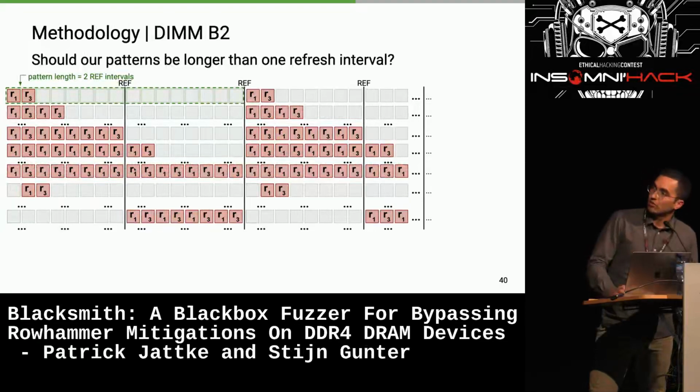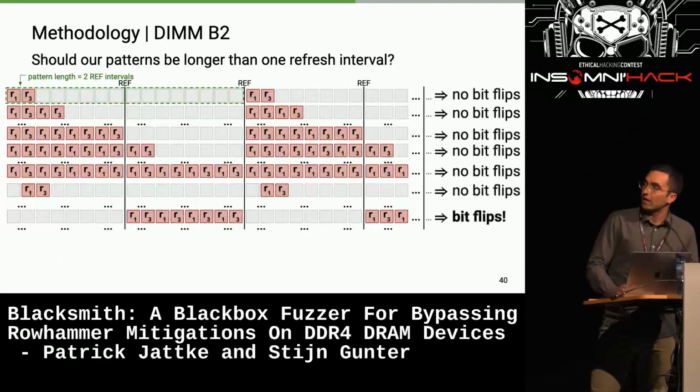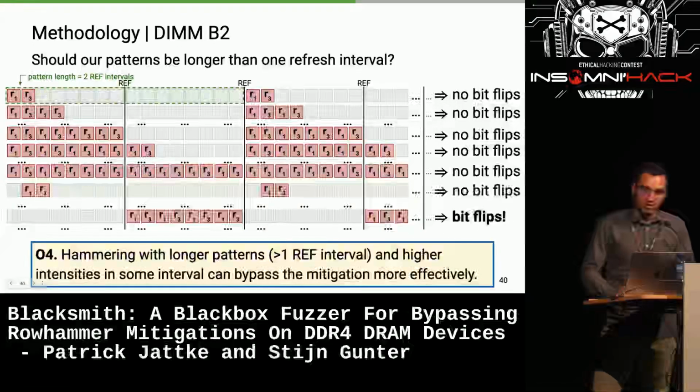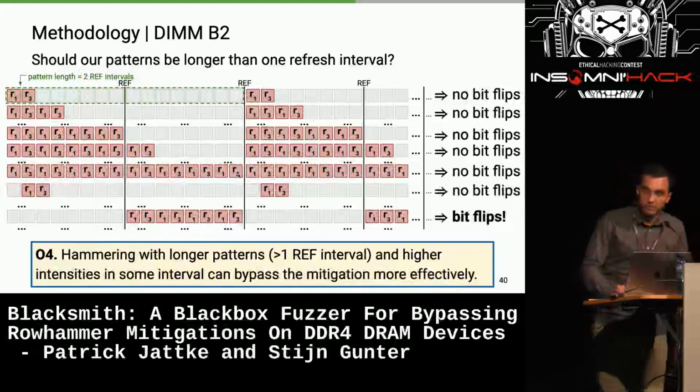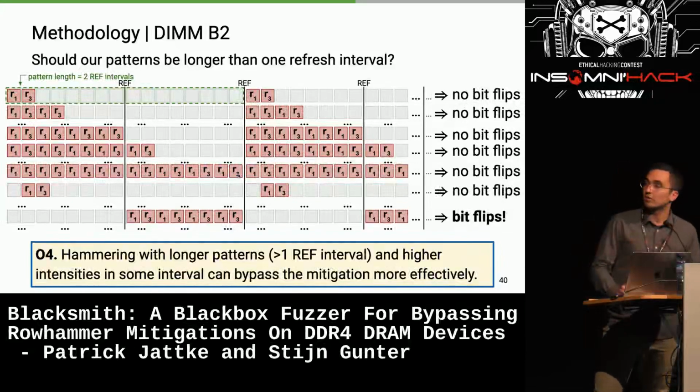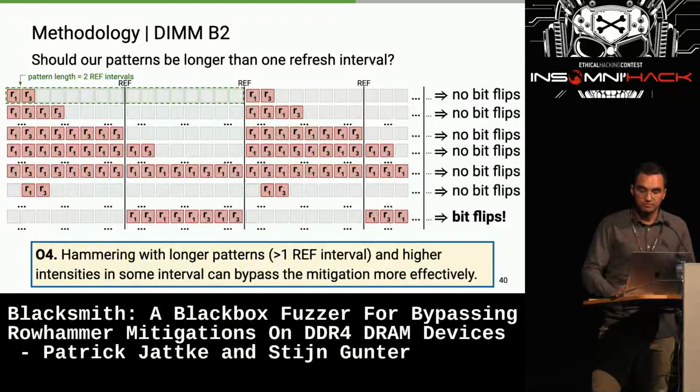And then we do the same again with a shifted offset, so that we start later, and then we repeat the same basically. And here we can see that it makes sense to only hammer in some of the refresh intervals. That is more effective to bypass the mitigation. And this is our last observation: hammering with longer patterns, longer than 1 refresh interval, is effective on some of the devices to bypass the mitigations.